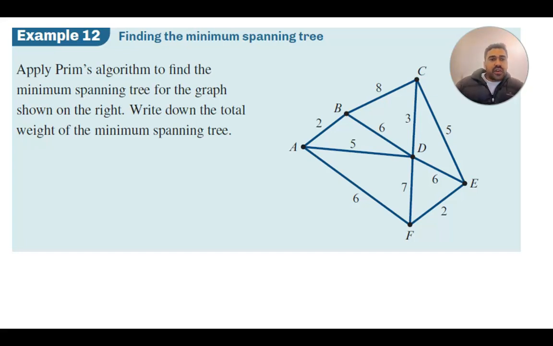Apply Prim's algorithm to find the minimum spanning tree for this graph shown to the right. Write down the total weight in this minimum spanning tree. So we're going to start at any vertex. Let's, for argument's sake, start at B. So we start at B. We look at all the different ways that this can branch out. So we have got a 2, a 6, and an 8. The smallest one from this one is 2.